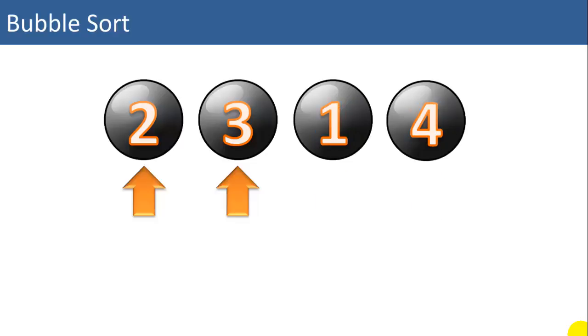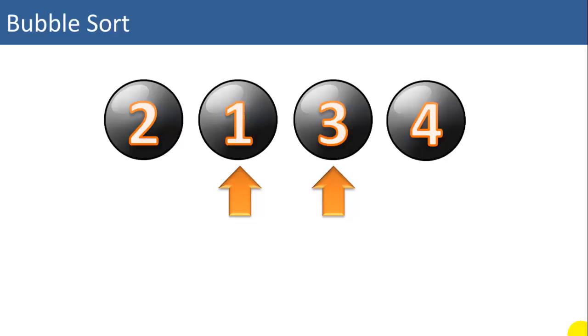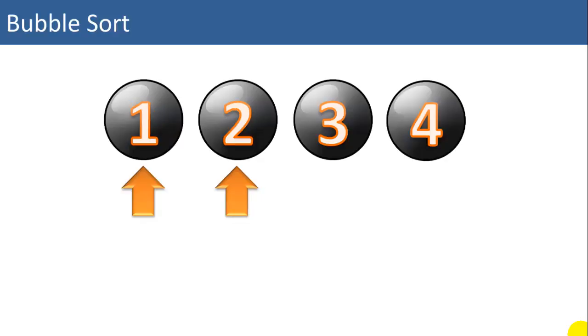Now we'll start from the beginning of the list again. We compare the first two items, 2 and 3. 2 is not greater, so they don't swap. We compare the 3 and the 1. The 3 is greater, so they swap places. And we don't need to compare the 3 and the 4 now because we know the 4 is already the maximum number on the list. So we go back to the 2 and the 1. The 2 is greater, so we swap places. And now we're done with the sort.